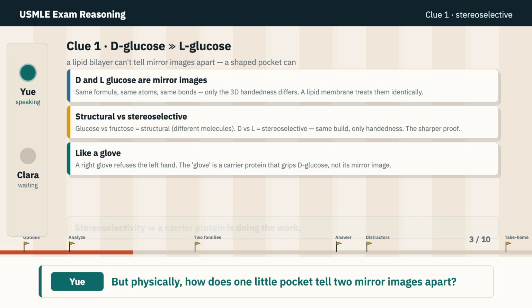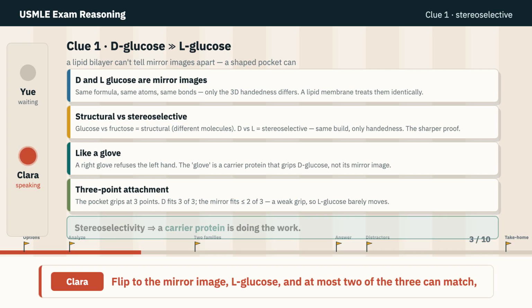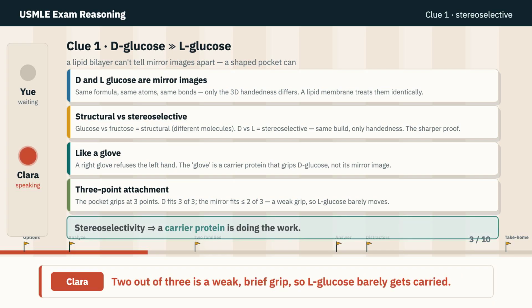But physically, how does one little pocket tell 2 mirror images apart? The clean textbook picture is 3-point attachment. The binding pocket grips the sugar at 3 points at once. For D-glucose, all 3 contacts line up and it locks in. Flip to the mirror image, L-glucose, and at most, 2 of the 3 can match. The 3rd contact is now on the wrong side of the molecule and can't reach. 2 out of 3 is a weak, brief grip, so L-glucose barely gets carried. That's why the gap between the 2 rates is so large, not just a little.